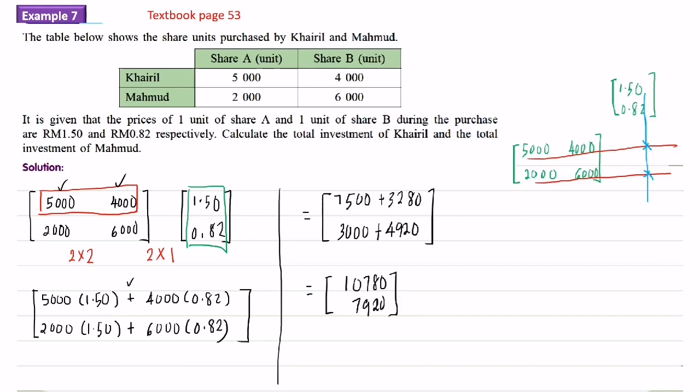Okay, so the total investment of Kyril is 10,780. Mahmoud is 7,920.